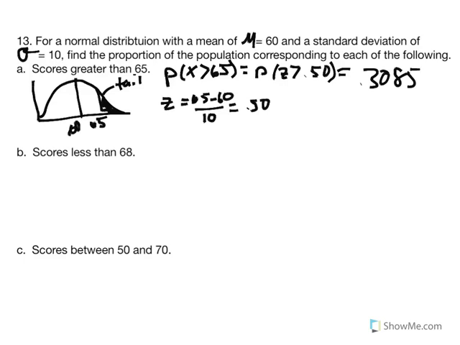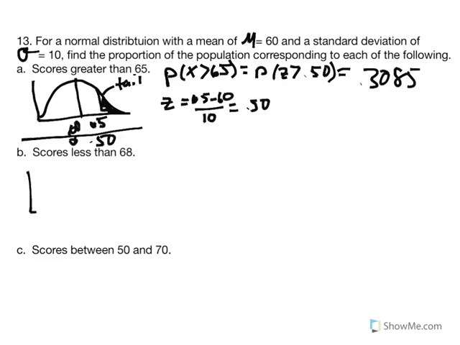So what we found in our unit normal table is 0.3085. So the probability of a score greater than 65, or the probability of a z-score greater than 0.5, is represented by a proportion of 0.3085, or we can say there's a 30.85% chance that if we randomly selected an x value, a score in this distribution, that score would be greater than 65. Again, we're just saying the score of 65 is half a standard deviation unit above the mean.